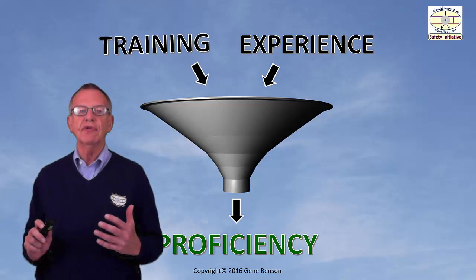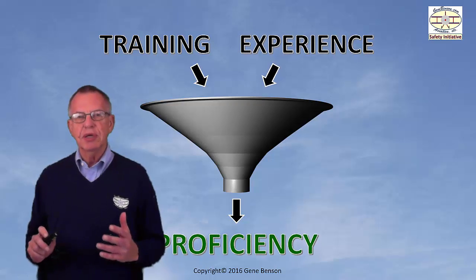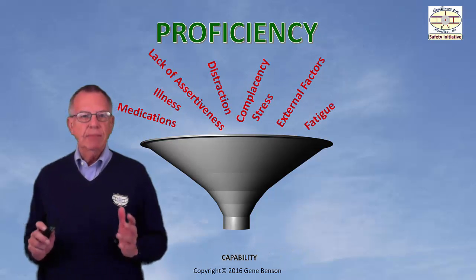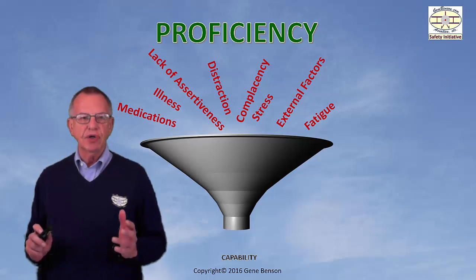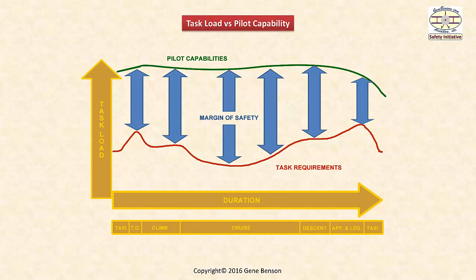And every task requires a certain level of capability, and that capability may require specialized training and experience to become proficient. But even a well-trained and proficient person performing the tasks may be challenged by several human factors variables. These human factors can have a dramatic effect on capability, and that is the basis for the task load versus pilot capabilities graph. For pilots, we can look at a graph that plots the pilot capabilities and the anticipated task requirements for a flight. The space between the curves represents the margin of safety.